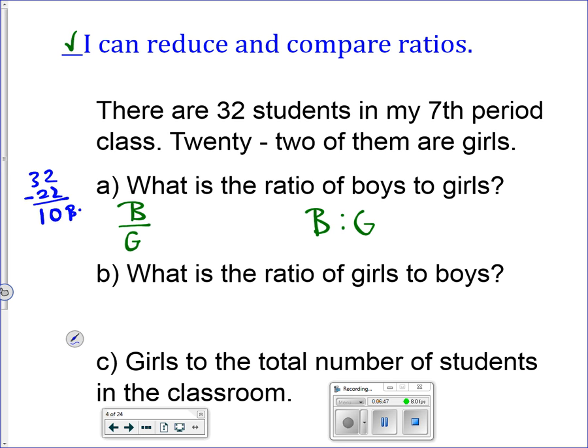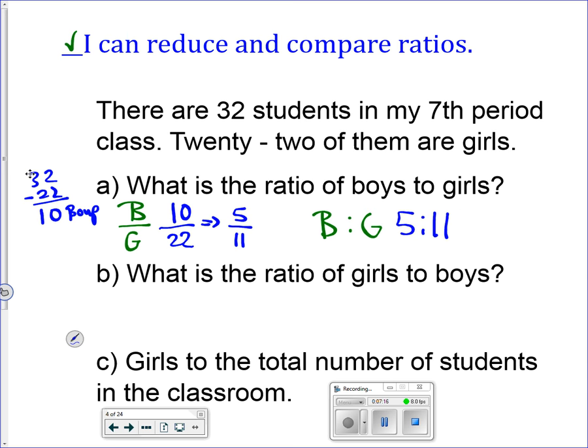All right. So there's 10 boys to 22 girls. Now, we're never going to leave our fractions not reduced, so I'm going to reduce that to 5/11ths. Now, the same thing is going to happen over here. It's going to be boys to girls. If you happen to write this one as 22 like this, you need to remember to reduce it. Seems to be a common mistake when students write it in this form, they forget to reduce it.